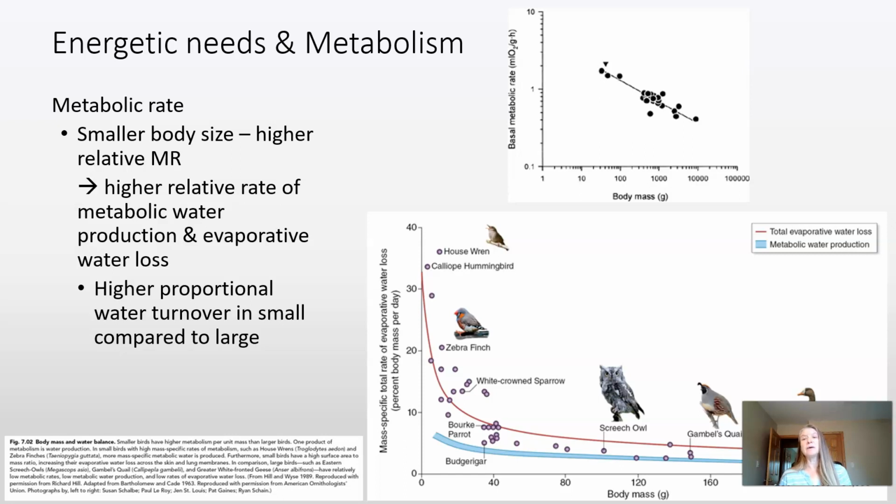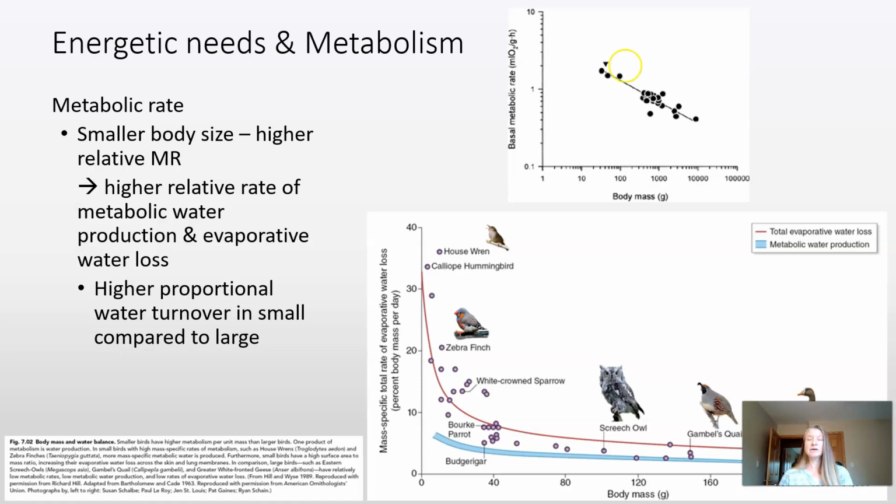There's lots of reasons for that. One is heat loss. So they have the smaller size, more heat loss per surface area. So if you have a smaller body size, you have a relatively higher metabolic rate, MR, here. And this higher relative rate of metabolic water production as well as evaporative water loss. So you have a higher proportional water turnover in small organisms compared to large organisms. So again, this is a general rule. There is going to be variation in this.